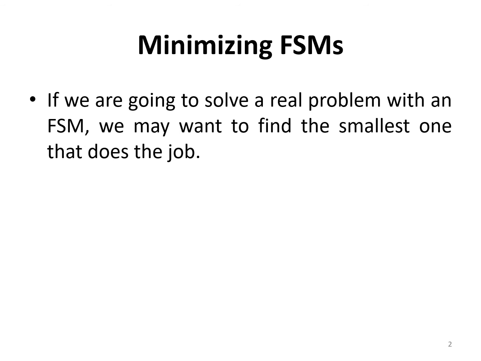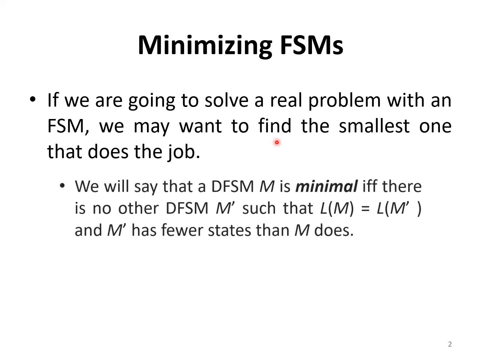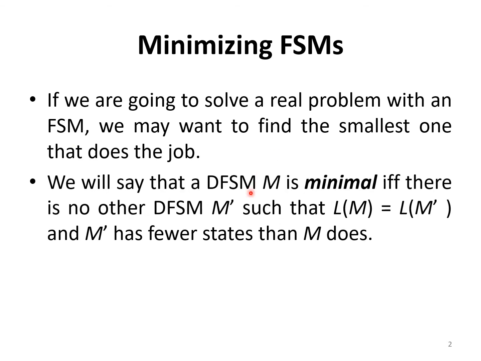If we are going to solve a real problem with an FSM, we may want to find the smallest one that does the job. We'll say that a DFSM M is minimal if and only if there is no other DFSM M' such that L(M) equals L(M') and M' has fewer states than M.